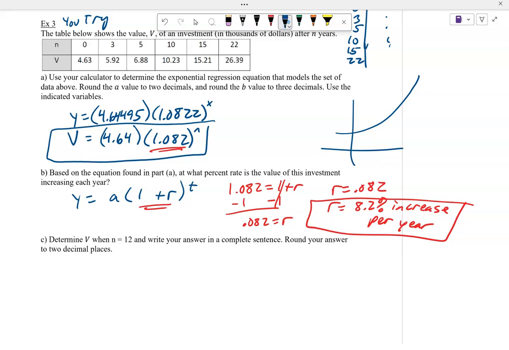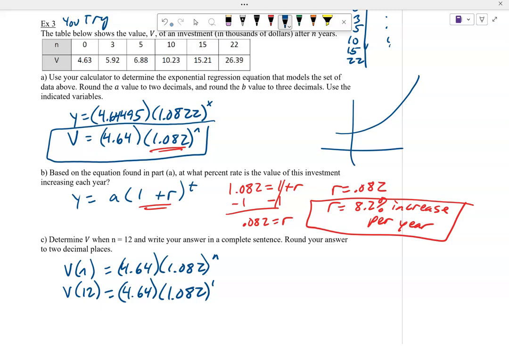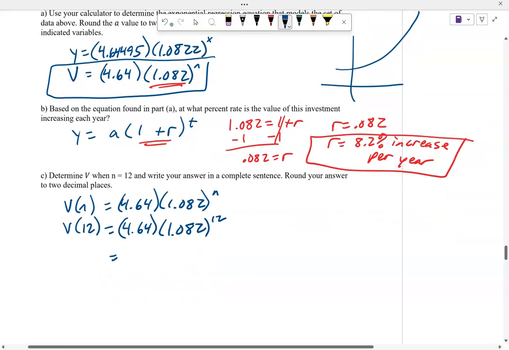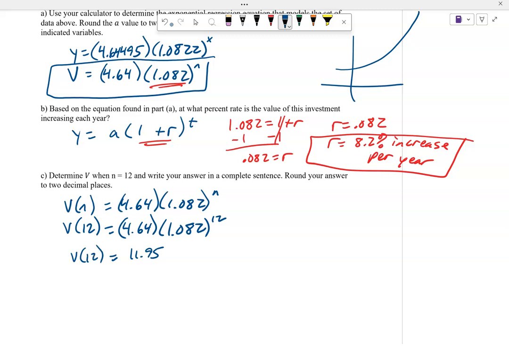And now that we have the value of the investment after n years, let's plug that in and predict what that would be for 12 years. And we get approximately 11.95. So remember, this is in thousands, right? So after 12 years, the investment's worth approximately $11,950, right, in thousands.